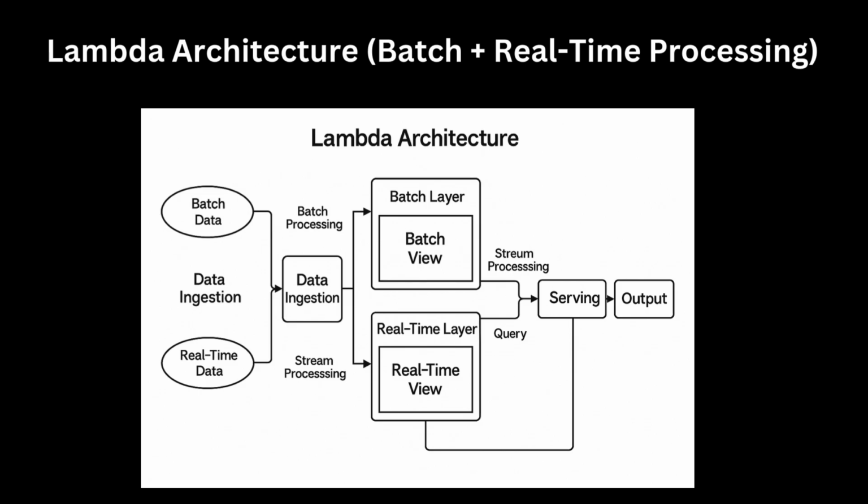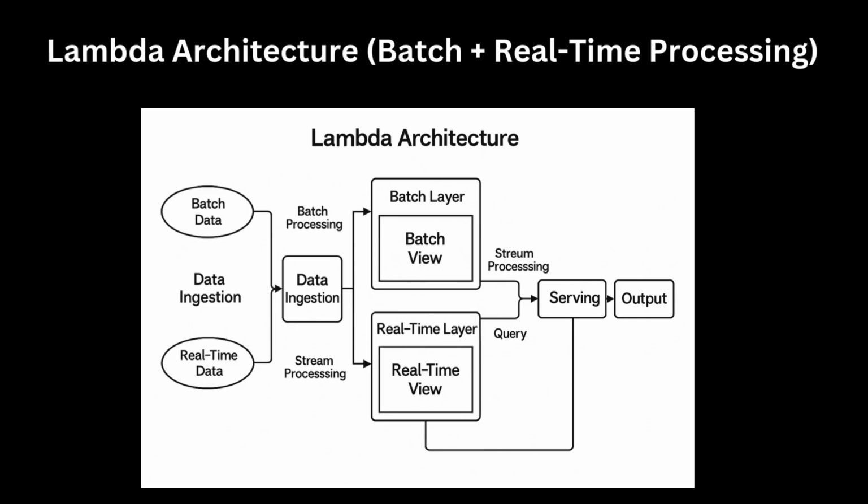Key layers of Lambda architecture are: 1. Batch layer, cold path. Purpose: processes historical data in large chunks for accuracy and completeness. Characteristics: high latency, minutes to hours. Runs on distributed systems like Hadoop MapReduce, Spark. Outputs master datasets, immutable, append-only. Example, daily sales reports, user behavior trends.